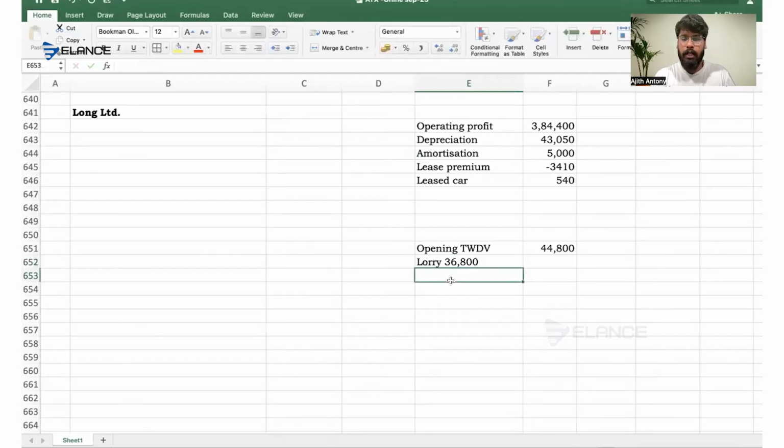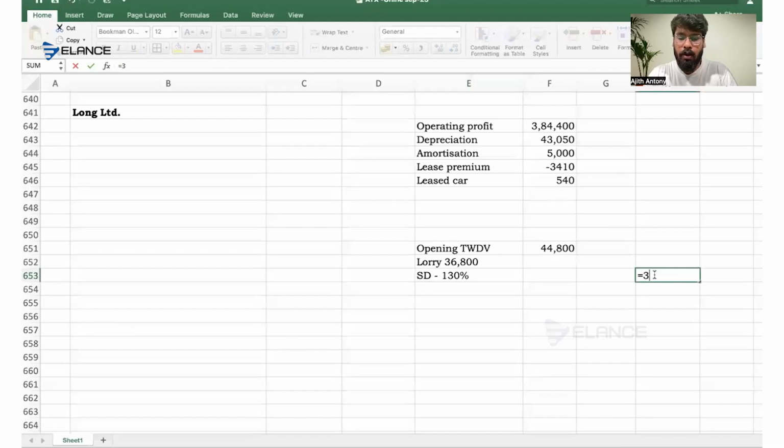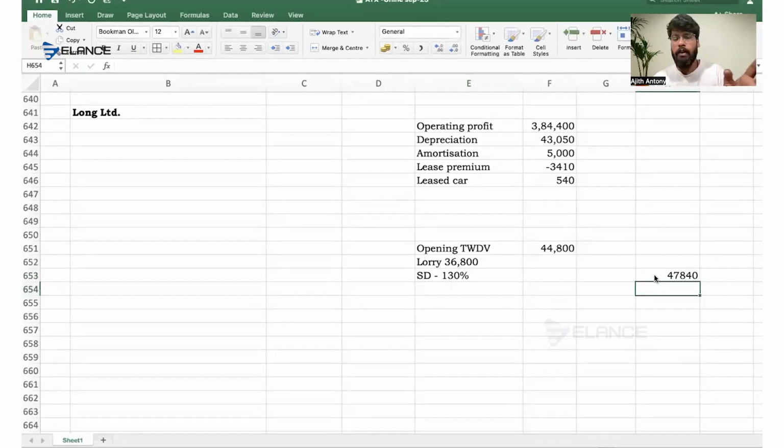But here, actually, they are purchasing a new lorry. Lorries we'll consider like equipment or machinery. Okay, so we'll get super deduction in the main pool. It is a new asset and it is coming in the main pool. So for new assets in the main pool, we can use 130% super deduction. So the whole amount of 36,800 into 130% will come under the allowance pool. Directly we can transfer the whole amount to the allowance pool.